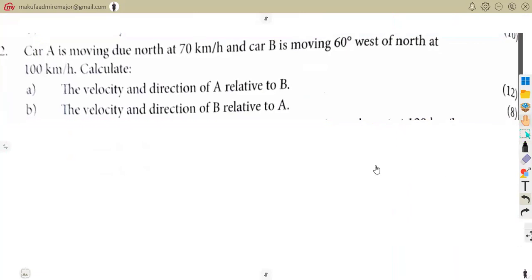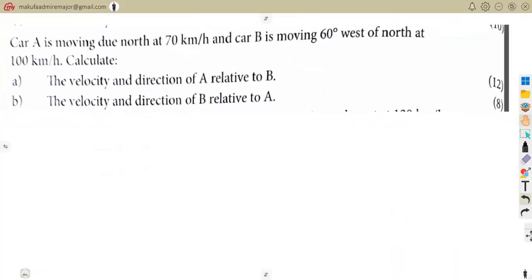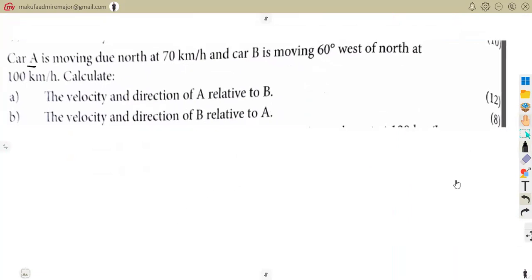I can see it. So we are given that car A is moving due north at 70 kilometers per hour, and car B, 60 degrees west of north. What does it mean here? 60 degrees west of north. How best can we present that one?